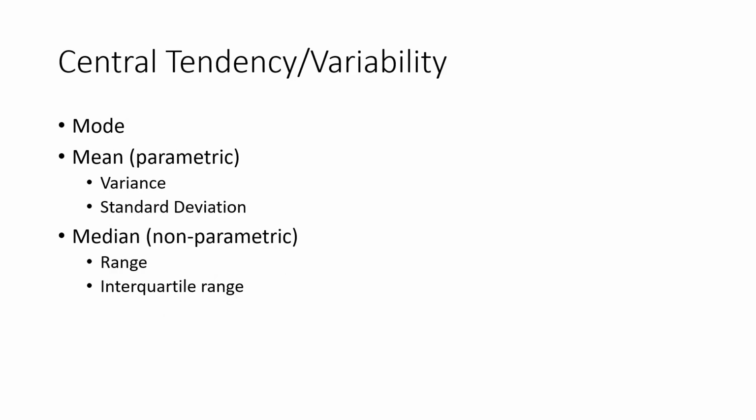Next is central tendency and variability. You've got the mode, the most common; the mean, the average or the balancing point; and the median, the middlemost value. Then for variability, you've got the variance and standard deviation that go with the mean, and you've got the range and interquartile range that go with the median.